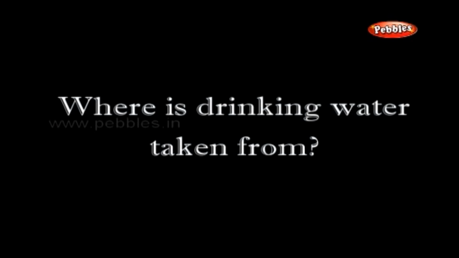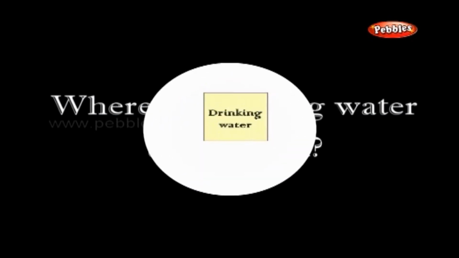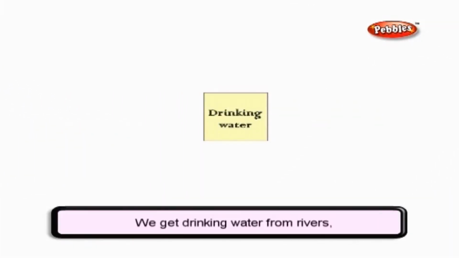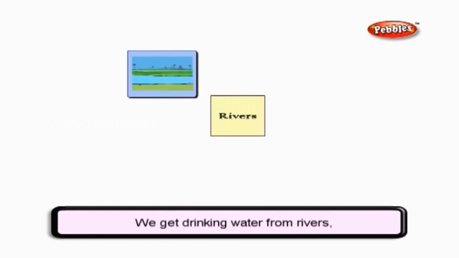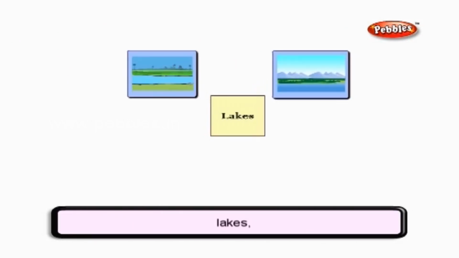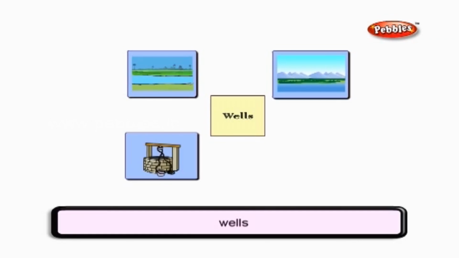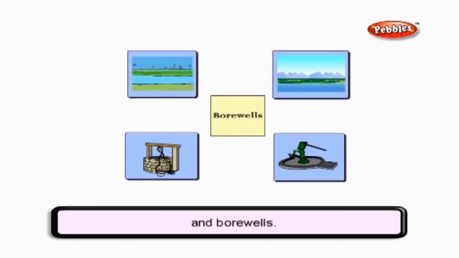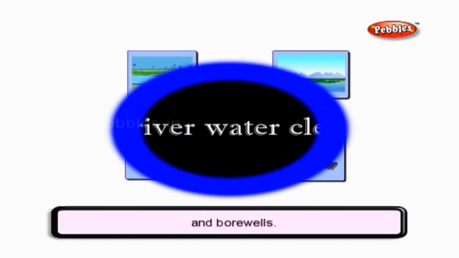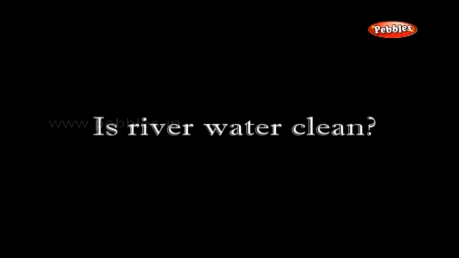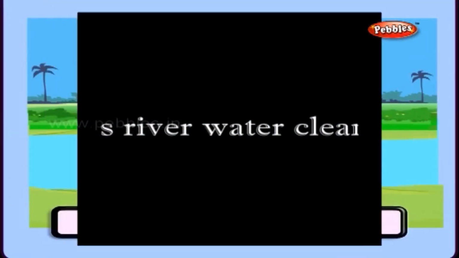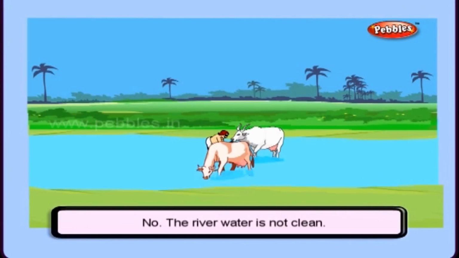Where is drinking water taken from? We get drinking water from rivers, lakes, wells, and bore wells. Is river water clean? No, the river water is not clean.